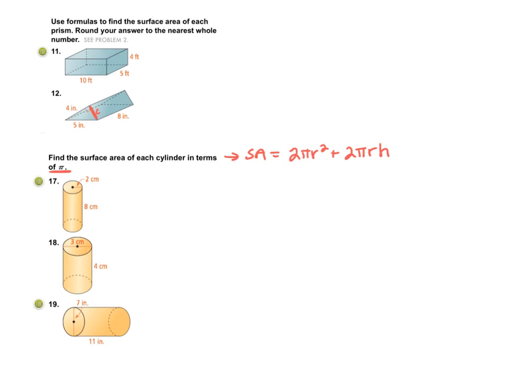18 and 19 both give you the diameter. You're going to have to cut it in half. So those you can use your calculators to square them because they're going to be decimals squared. Feel free to use the calculator there. But make sure you keep them in terms of pi.